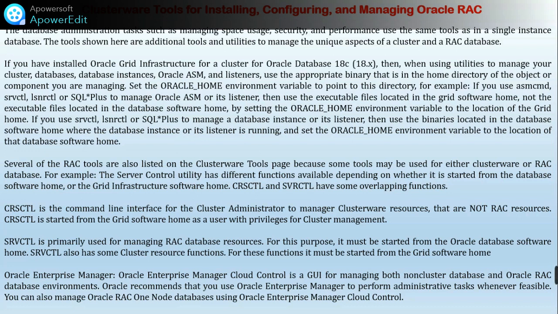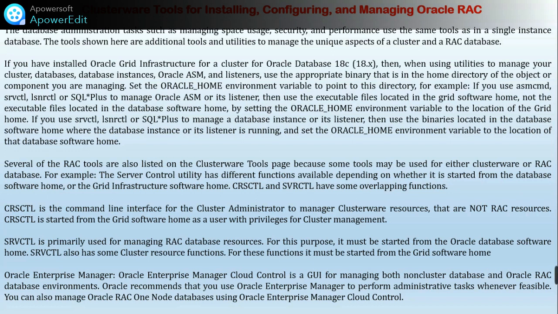For example, if you use ASMCMD, SRVCTL, LSNRCTL or SQL*Plus to manage Oracle ASM or its listener, then use the executable file located in the grid software home, not the executable files located in the database software home, by setting the Oracle home environment variable to the location of the grid home. If you use SRVCTL, LSNRCTL or SQL*Plus to manage a database instance or listener, then use the binaries located in the database software home where the database listener and instance are running, and set the Oracle home environment variable to the location of the database software home.